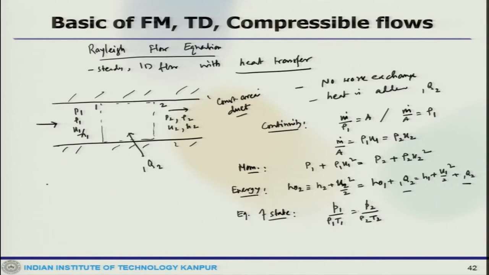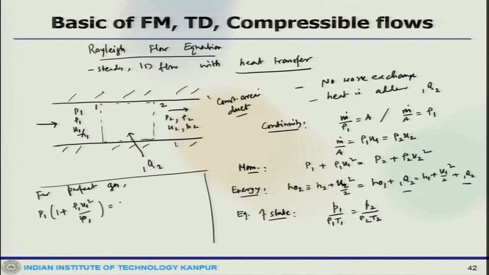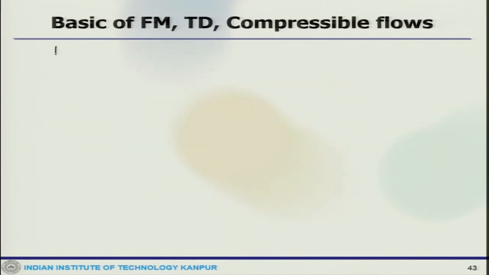Now, for a perfect gas, we rewrite the momentum equation as P1 into 1 plus rho1 U1 square by P1 equals P2 into 1 plus rho2 U2 square by P2. This gives us P2 by P1 equals 1 plus gamma M1 square over 1 plus gamma M2 square. That is the relationship that we get. Similarly, for temperature, T2 by T1 is 1 plus gamma M1 square over 1 plus gamma M2 square, whole square, times M2 square by M1 square.